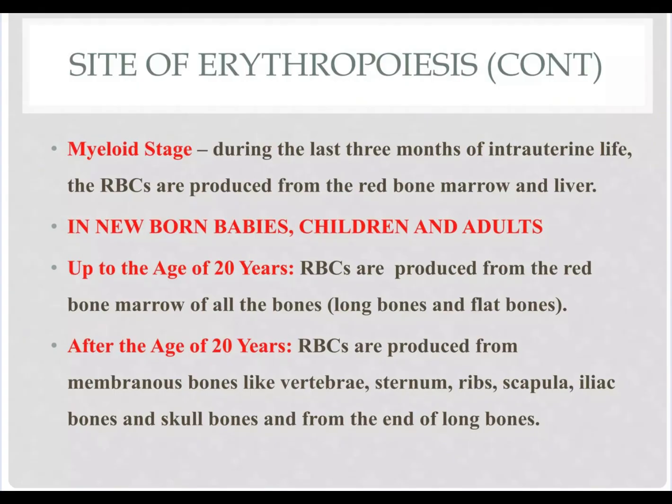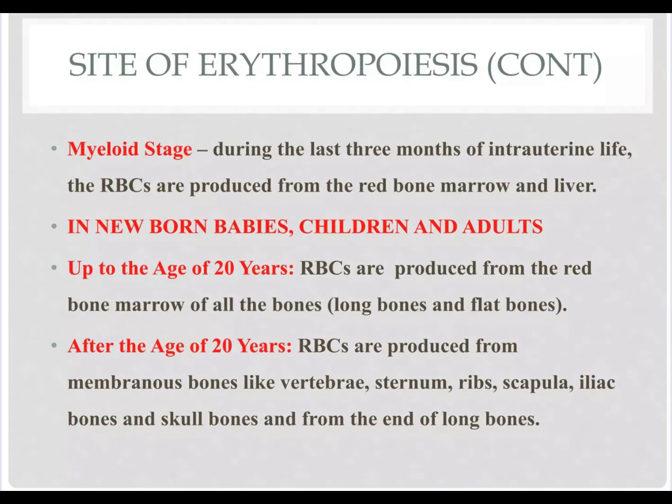Now when the baby is born, until the baby reaches 20 years, it is the long bones that form blood cells, usually red blood cells. The long bones, the spongy part, which is the bone marrow itself, form blood cells, specifically the red blood cell. So from 0 months to the 20th year, all long bones produce blood cells, and also flat bones.